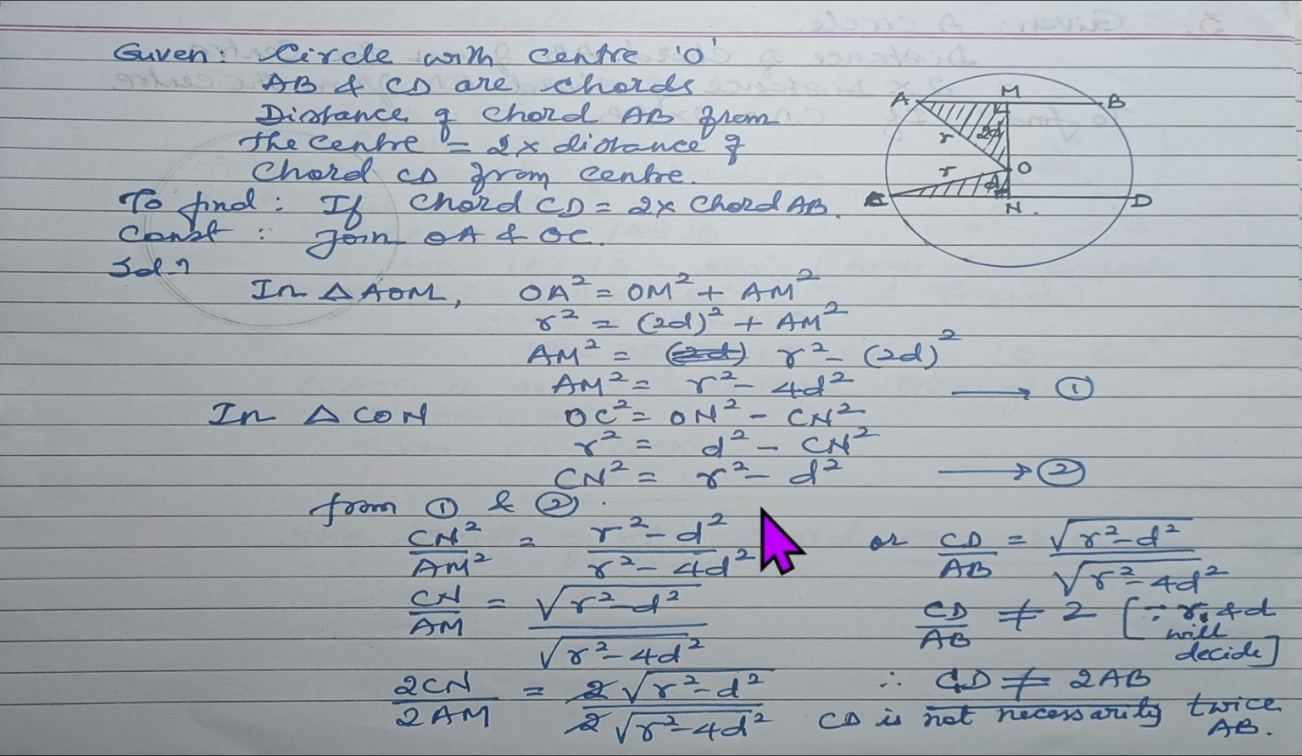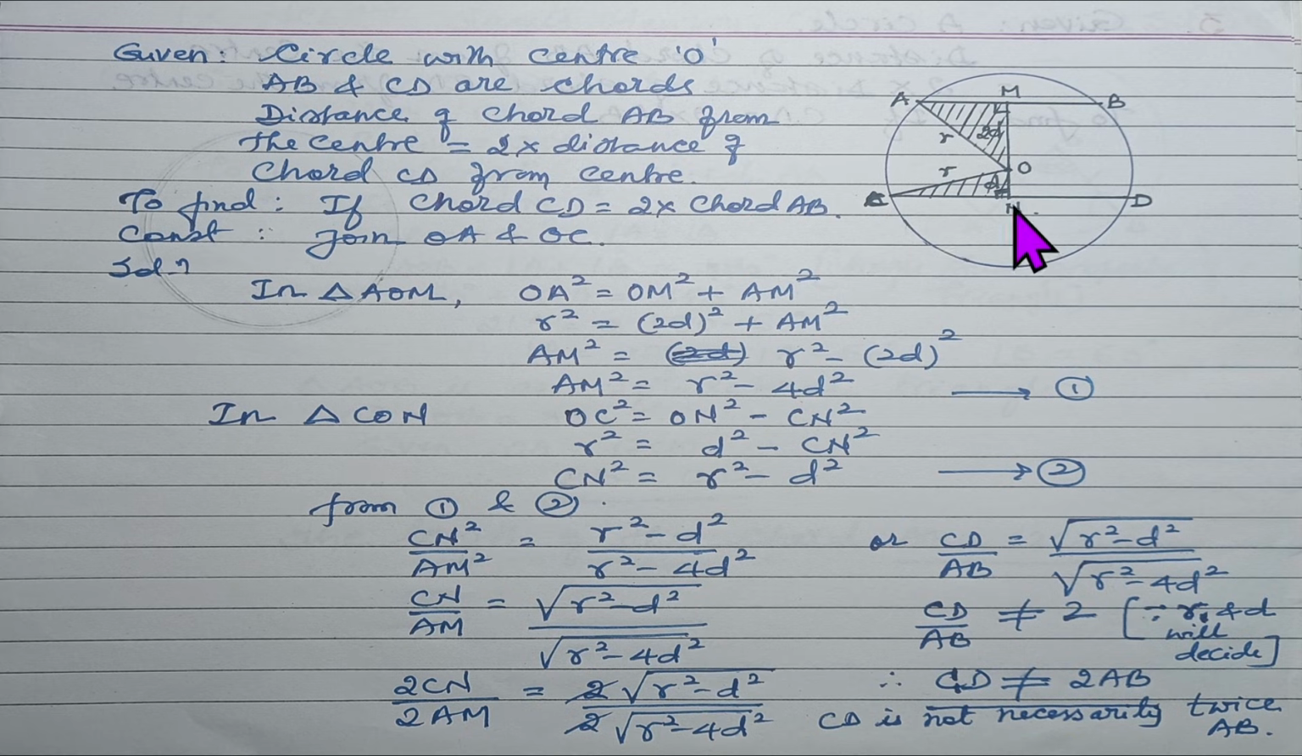Now if I divide CN square by AM square, taking the ratio, CN square by AM square is equal to r square minus d square divided by r square minus 4d square. Taking the square root on both sides, we get CN upon AM is equal to square root of r square minus d square divided by square root of r square minus 4d square.